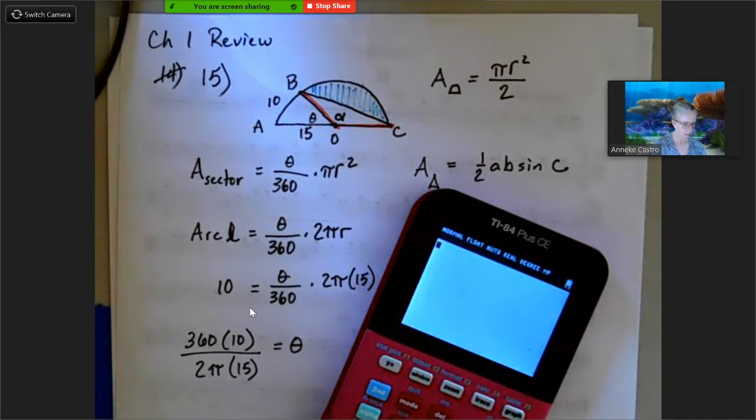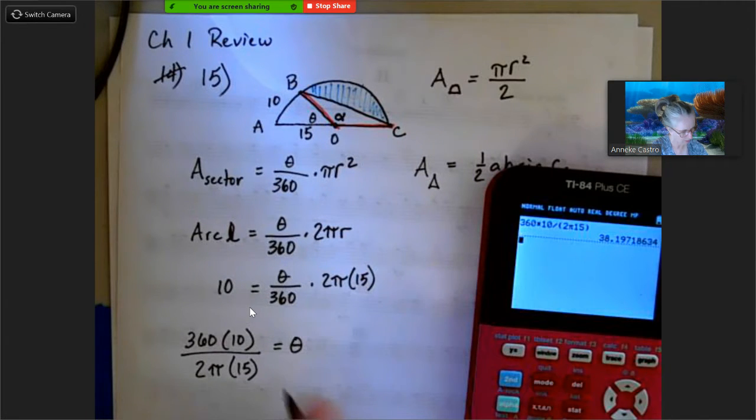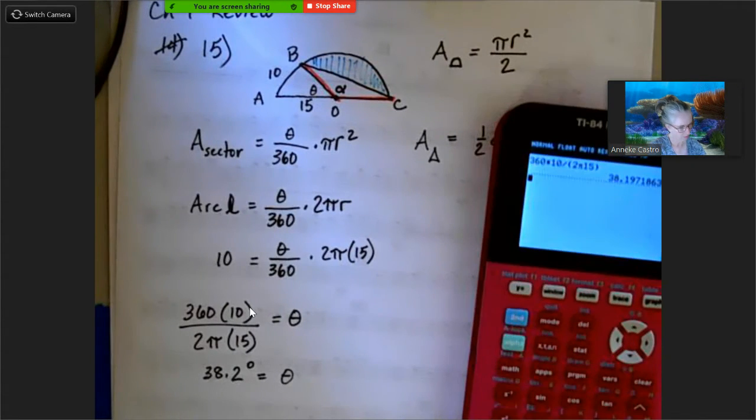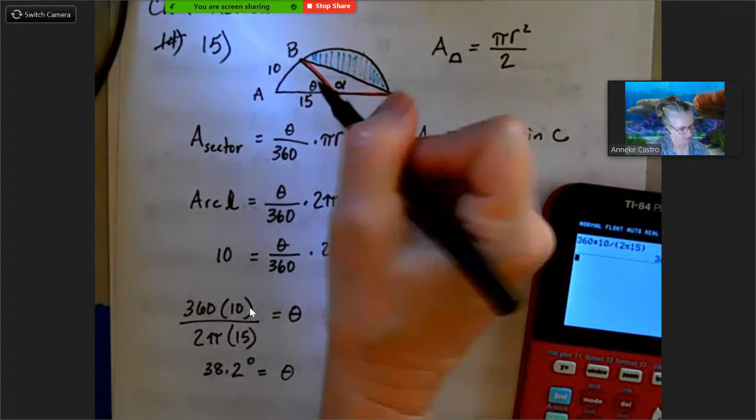Let's see, fingers crossed. Okay, if I do this, oh look at that, it's working. 360 times 10 divided by, and I'm going to put all of this into parentheses, so I divide by the whole thing, 2 pi 15, close my parentheses, and I get 38.2 if I round it off to 3 significant figures, but I'm going to keep this in my calculator for further calculations. So theta is equal to 38.2, and that would be degrees. We're working in degrees here, not radians for some strange reason, but we'll just go with that. So that's my theta.